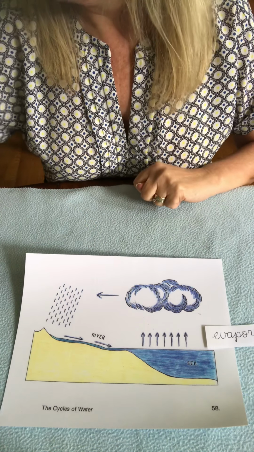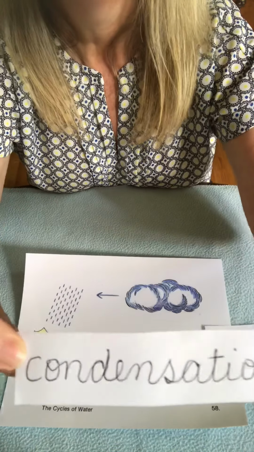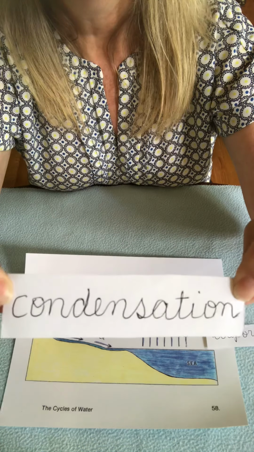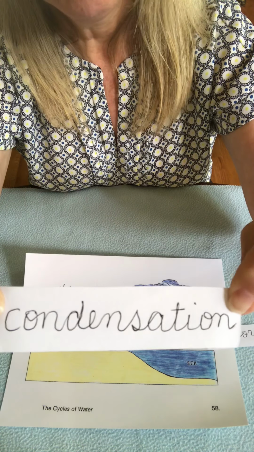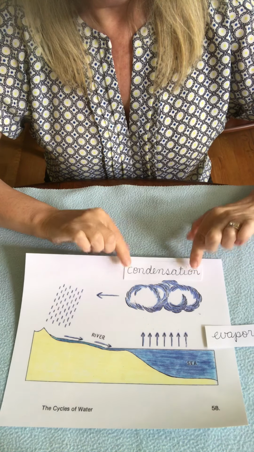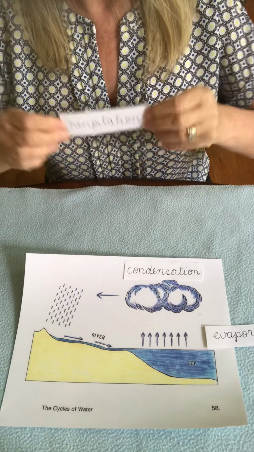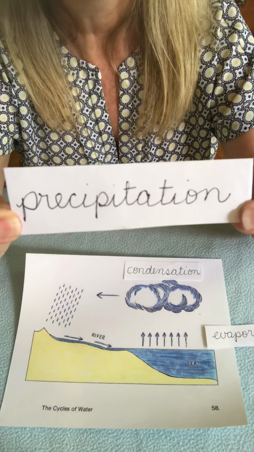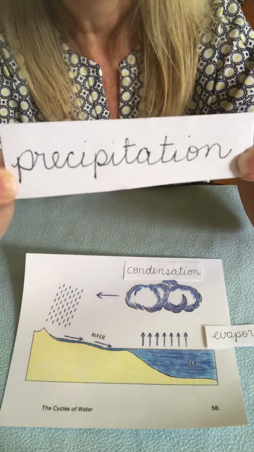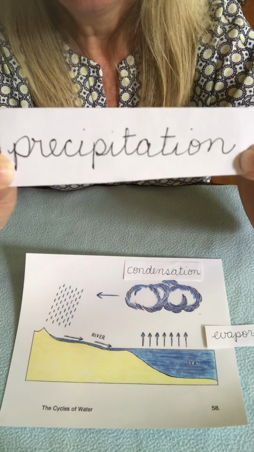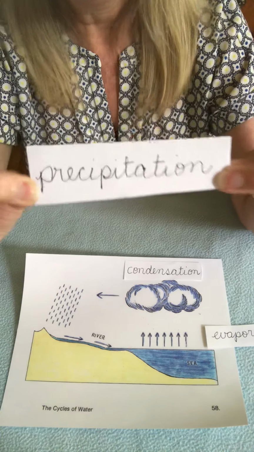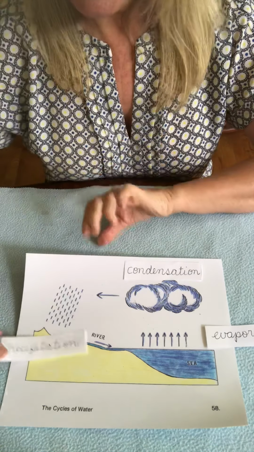Then we have condensation. So condensation occurs when the water vapor forms clouds. I'm going to put that label up here. The next main stage we have is precipitation. Precipitation, we said, can take the form of rain, sleet, hail, or snow. And that's when the water falls back down to the earth, up to the ground. And we'll put this over here.